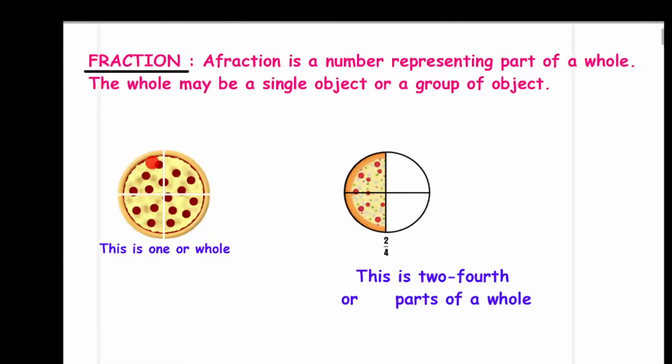See, this is one picture. This is one, or whole. That means the whole picture we have taken, that is why 1. Again here, this is 2/4 parts of a whole. That means this pizza we have equally divided into how many parts? 1, 2, 3, 4. Out of 4 we have taken 2 parts. That is why this is called 2/4 parts of a whole.